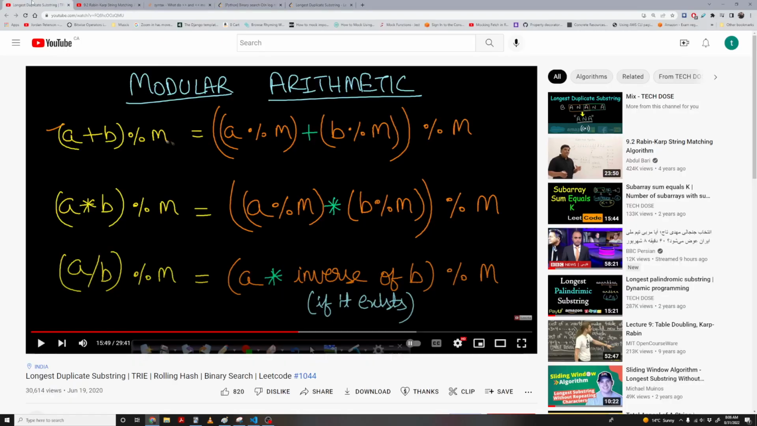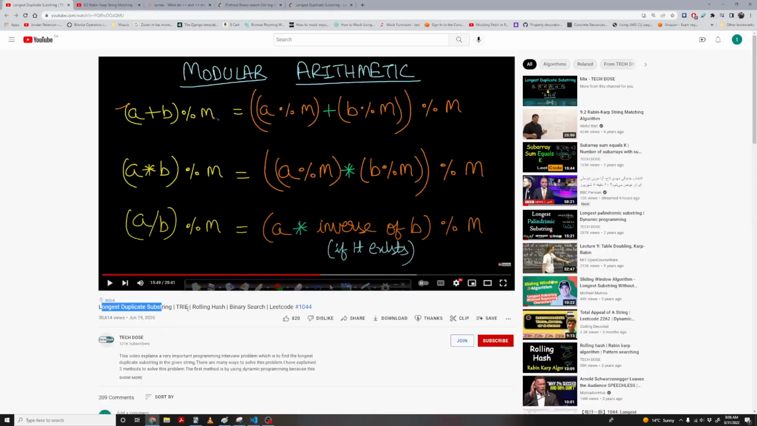Something to notice here is these equations this guy is trying to show. When you try to find (A plus B) mod M, one way to do that would be to say, okay, what's the mod of A? What's the mod of B? Add them up and then find the mod of the sum. It kind of makes sense when you see what the mod is.